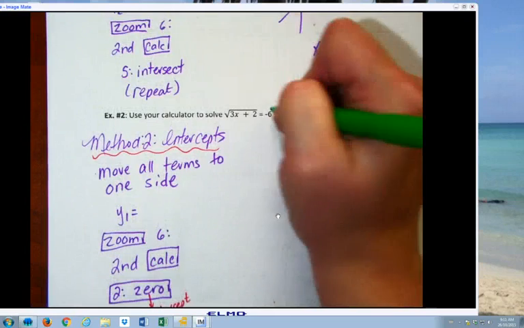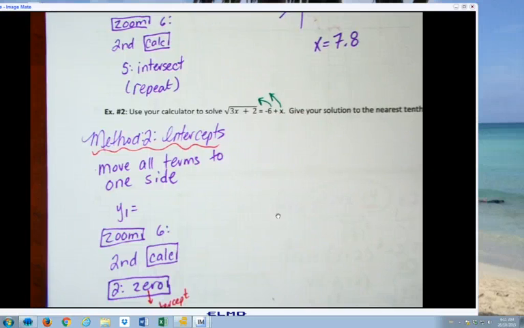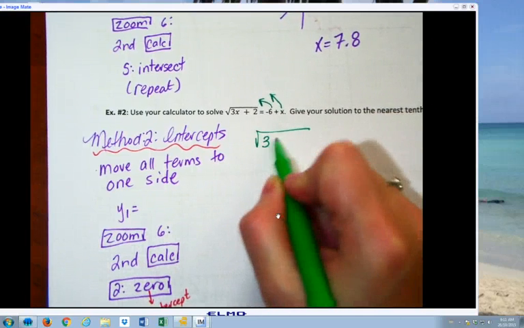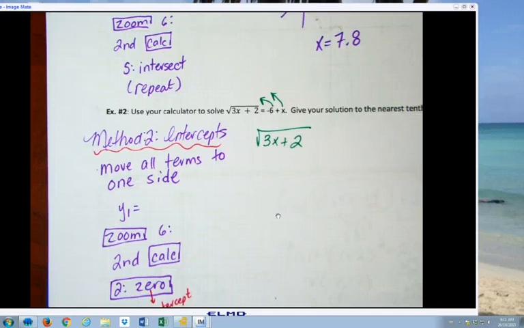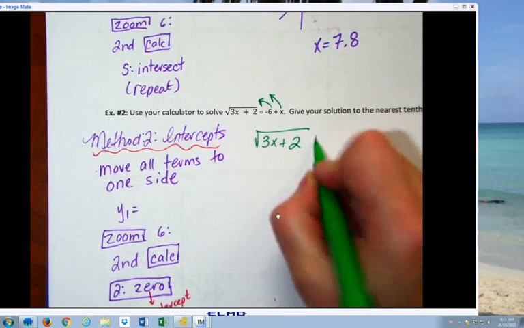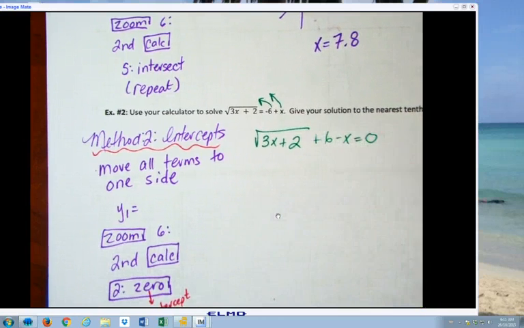So first thing we need to do is the negative 6 needs to go over and the x needs to go over. So I'm going to leave that root of 3x plus 2, and then have plus 6 minus x equals 0.